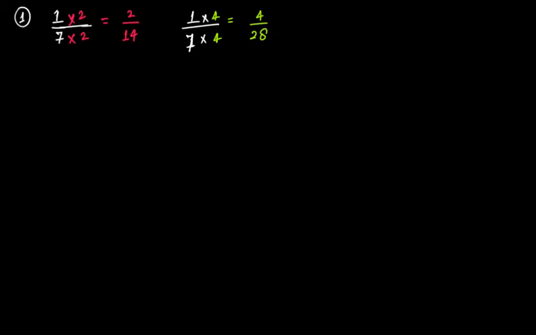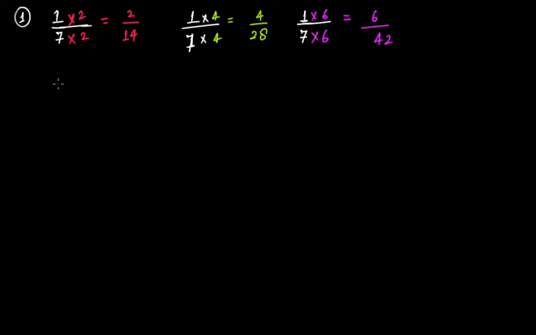If I multiply 1 by 7 with, let's say, 6, then this will be 6 by 42. This is the third one.